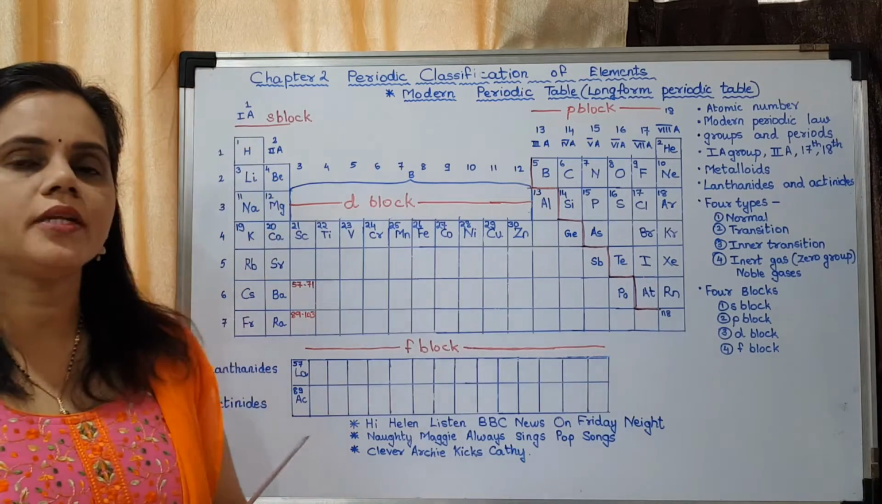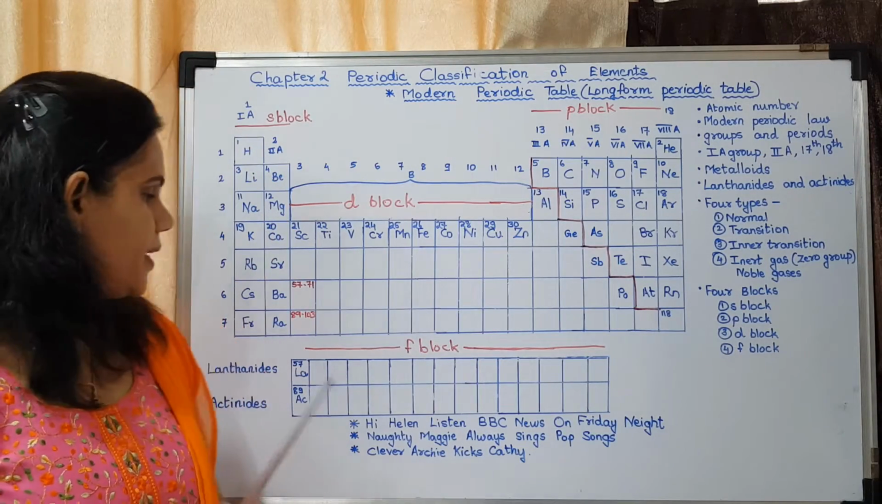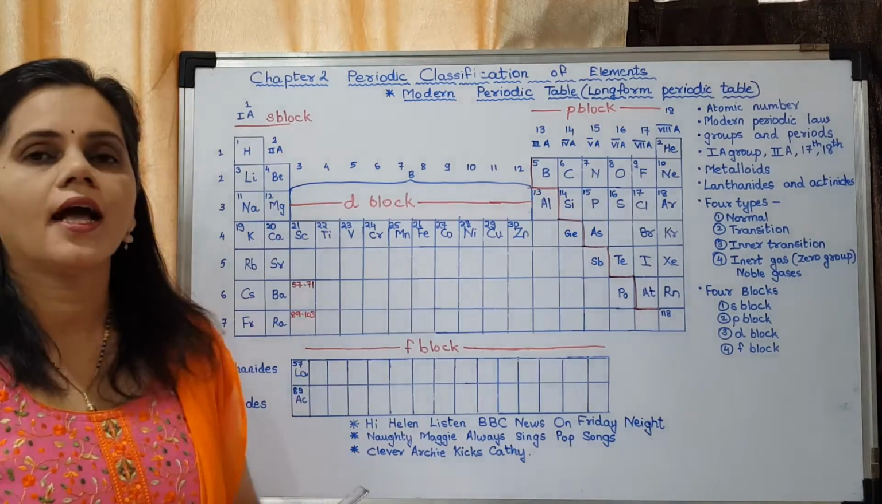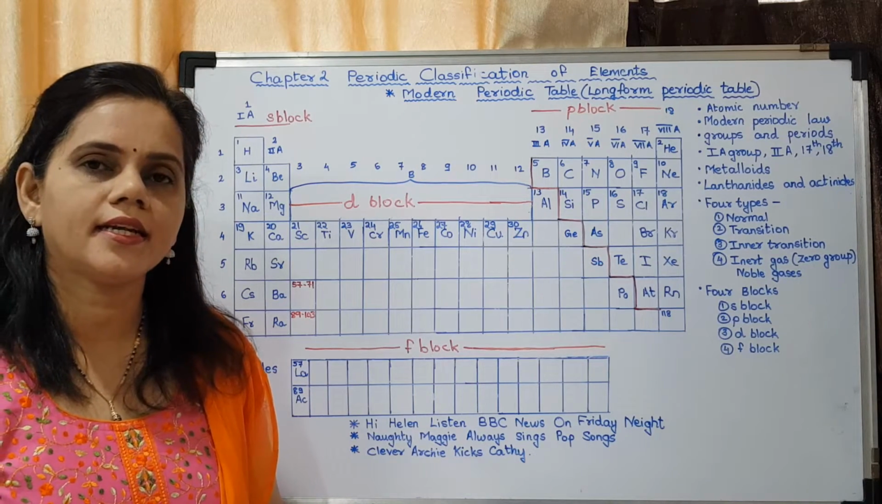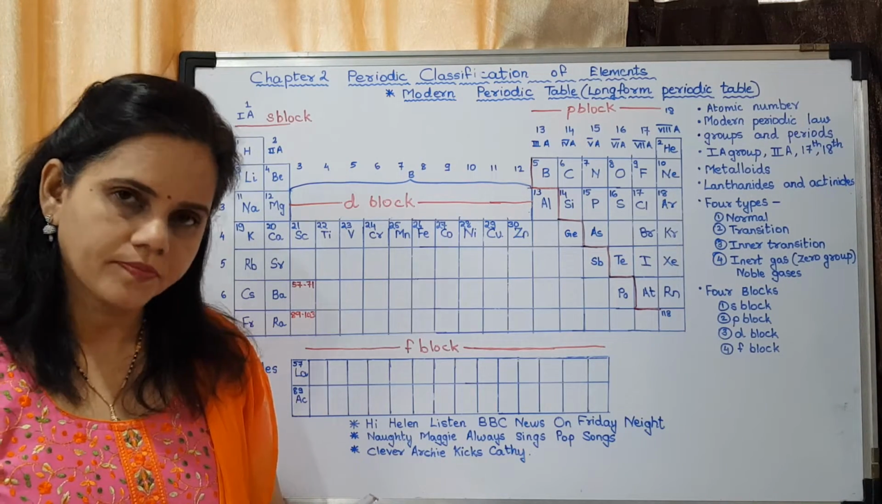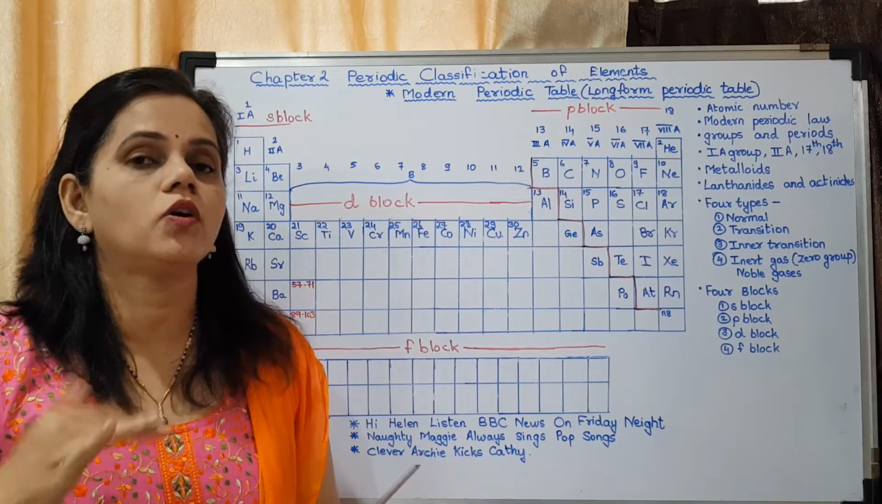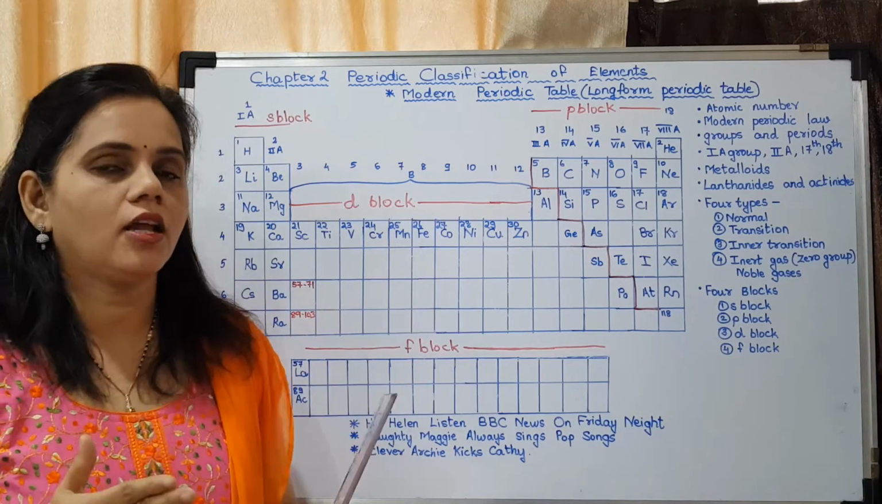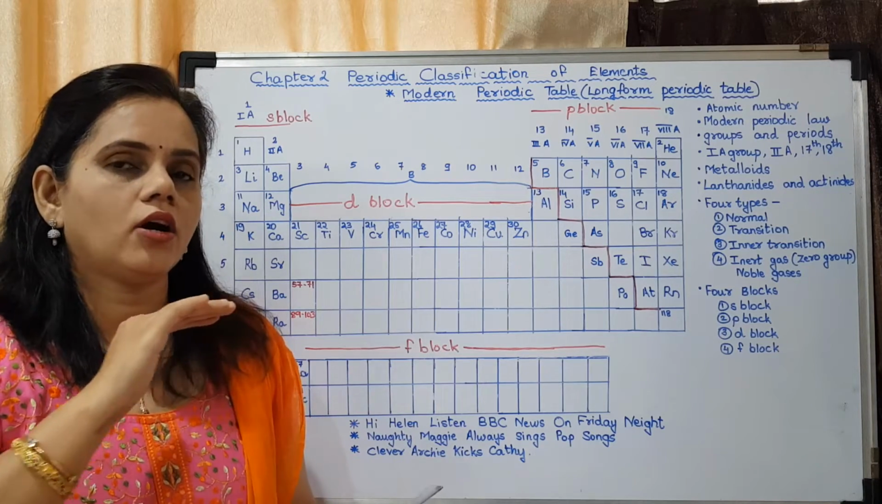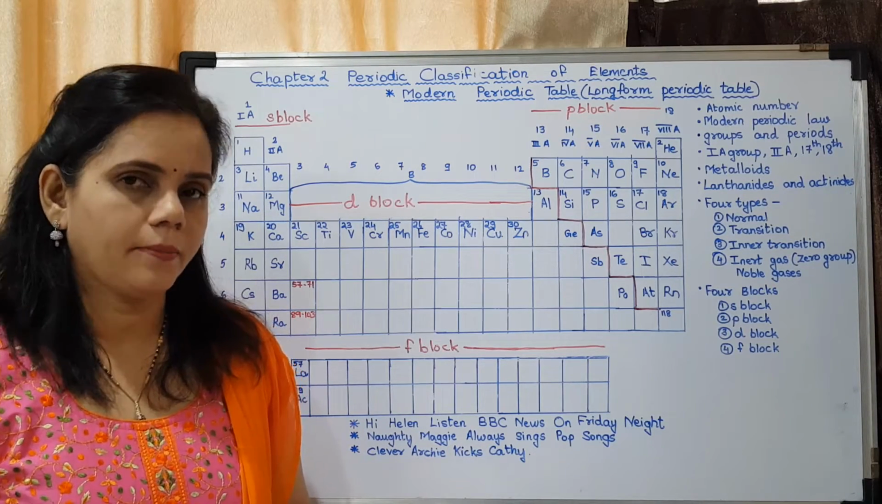So how many periods are there? There are 7 periods. And how many groups are there? There are 18 groups. Hope you have understood what groups and periods are. The vertical columns are called groups and horizontal rows are called periods.